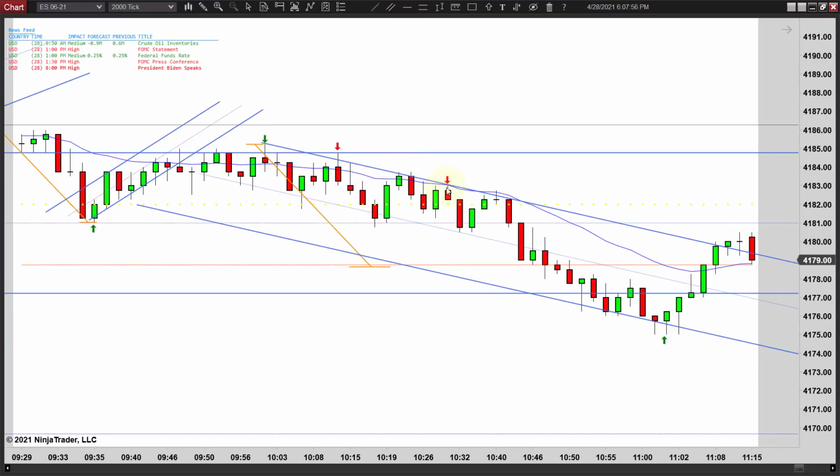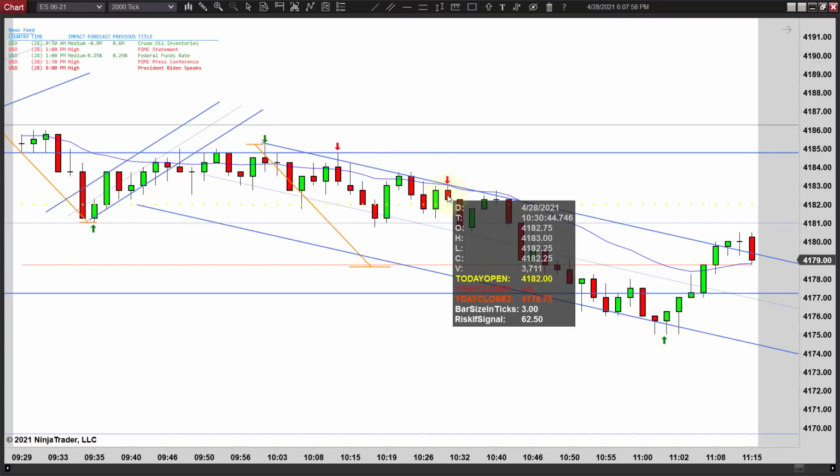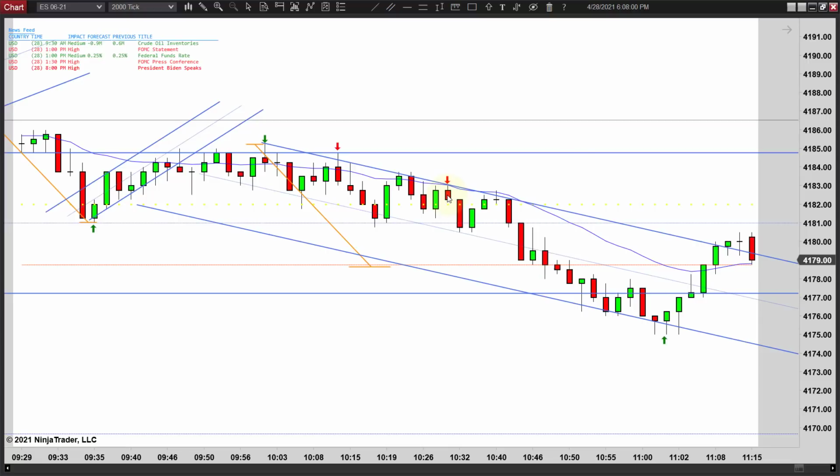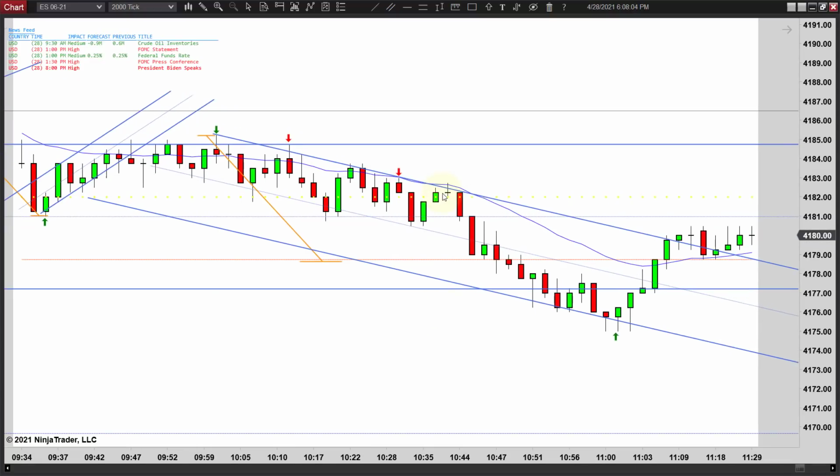that trend line, the EMA. Nice signal bar, very small, low risk, 3 ticks. You want to go short on that one. You might have even considered going short here.